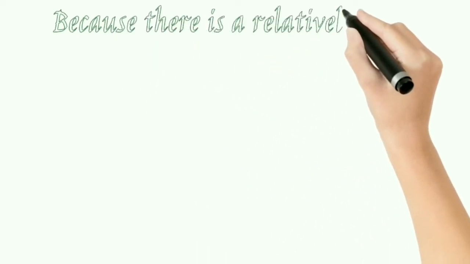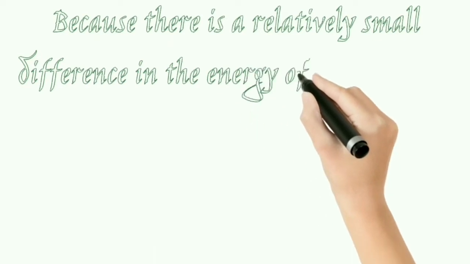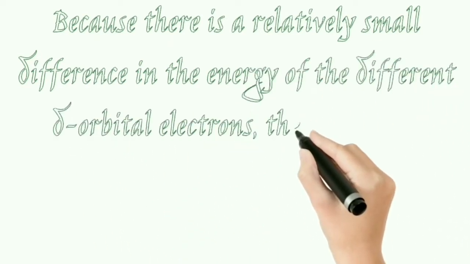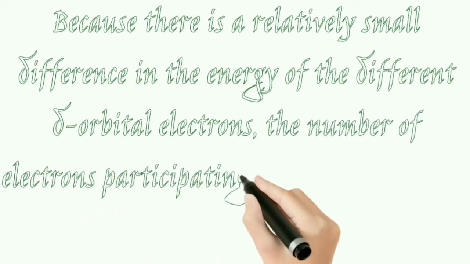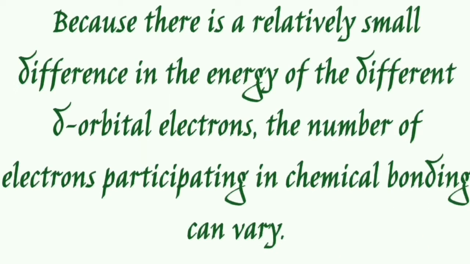So there is a relatively small difference in the energies of the different D orbitals. So dxy, dyz, dzx, dx square minus y square, dz square, 5 orbitals இருக்கும். அதில் energy difference வந்து ரொம்ப different-ஆ இருக்காது. So all the electrons will be involved in the bonding. So they participate in chemical bonding and that is the thing which forms a bond.